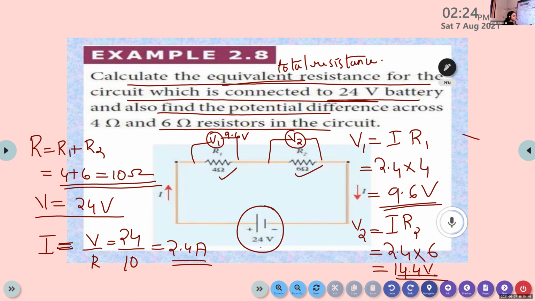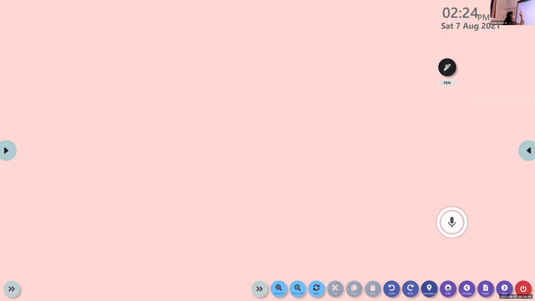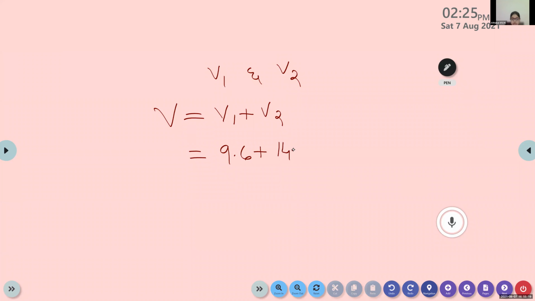Now we can check whether the answer is right or not. What is the equation for calculating the total voltage? If we get V1 and V2, what is the equation for calculating the total potential difference in a series combination? V is equal to V1 plus V2. What is V1 here? 9.6. What is V2? 14.4. Now you just add this 9.6 and 14.4. What is 14.4 plus 9.6?